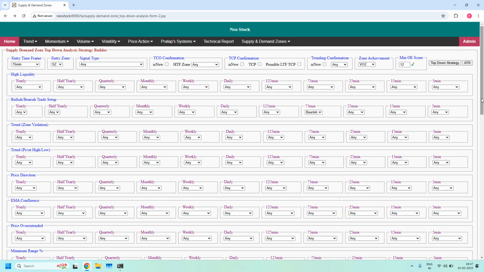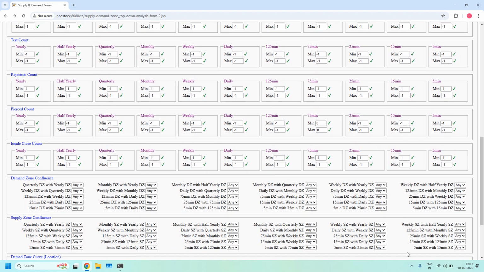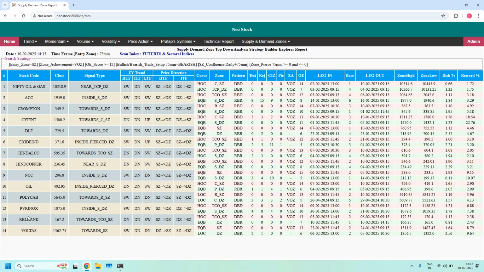So that's why I am setting the supply zone confluence for 75 minutes and daily supply zone confluence, LTF and ITF supply zone confluence. I enable the filter. With this filter, the list has come down from 15 to 14. Not much difference. In all these 14 stocks, these 75 minute supply zones are overlapped with the daily supply zone, and the daily trend is down in all these stocks because it is a bearish trade setup, ITF trend.